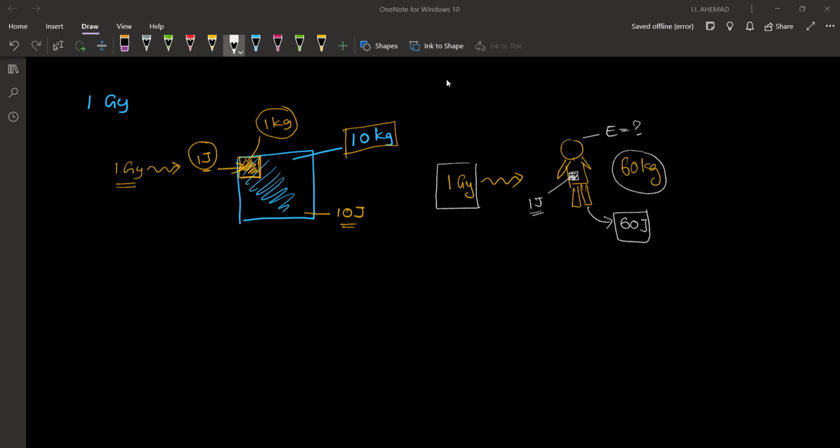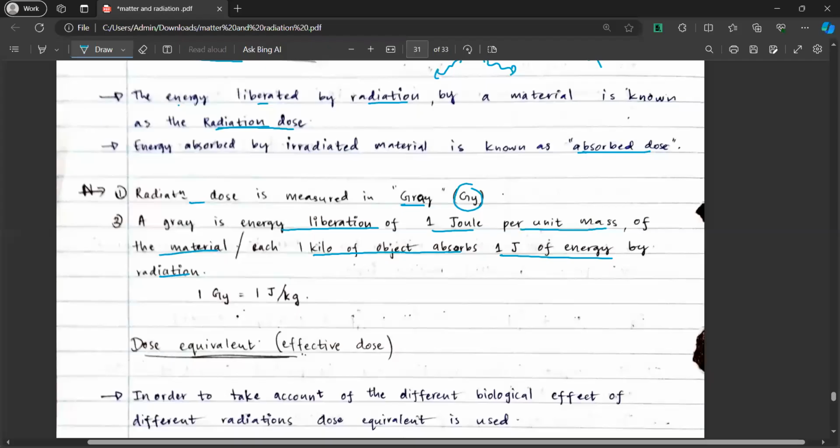Okay, so now let's go through the definition once again. Now you have to be clear. Each kilo of object absorbs 1 joule of energy by radiation. So that statement is clear, right? Now let's look at the other definition. The other definition says energy liberation of 1 joule per unit mass. So here it says energy absorbed. Here it says energy liberated. So both of them are contradicting ideas, right?